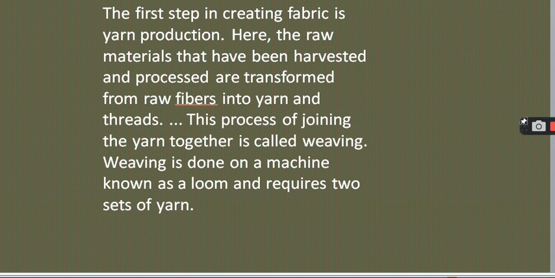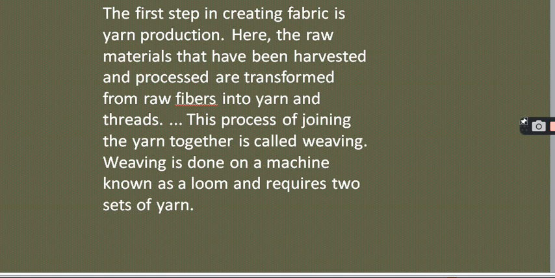The first step in creating fabric is yarn production, and this is the most important step. Here the raw material that has been harvested and processed is transferred from raw fibers into yarn and threads. This process of joining the yarn together is called weaving. Weaving is done on a machine known as a loom and requires two sets of yarns.